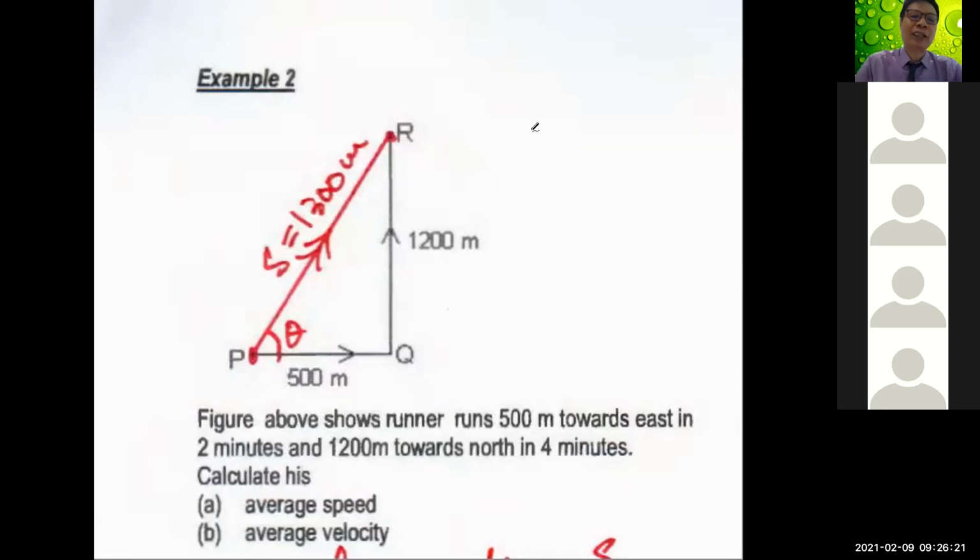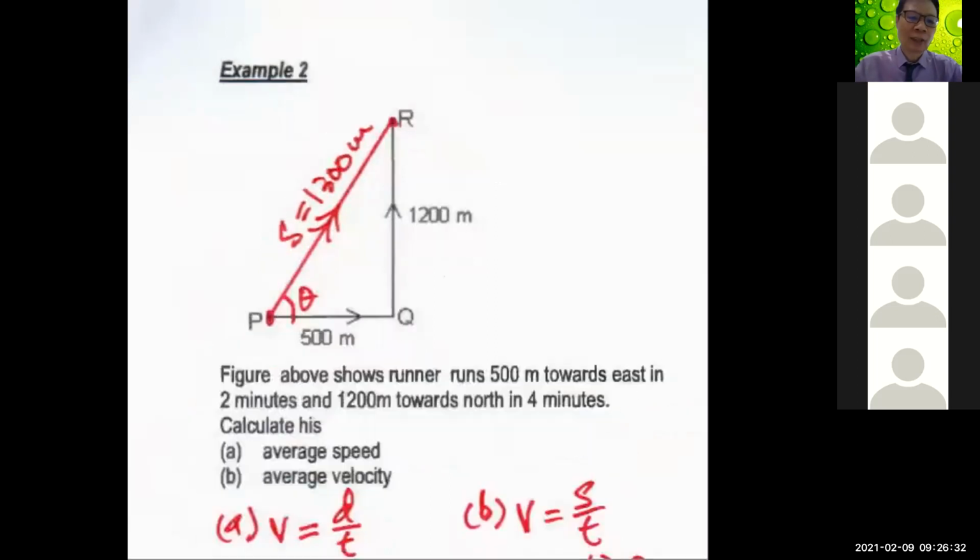Okay, calculate the average speed. Calculate the average velocity. These two formulas, please calculate the answer now. One using distance divided by time. One using displacement divided by time. Don't forget to find the angle, the direction. Now I show you already on the diagram, theta, the direction.